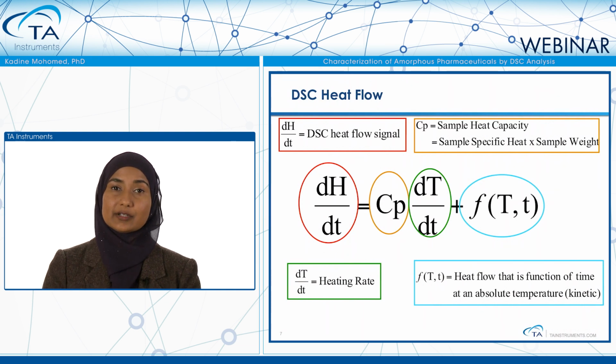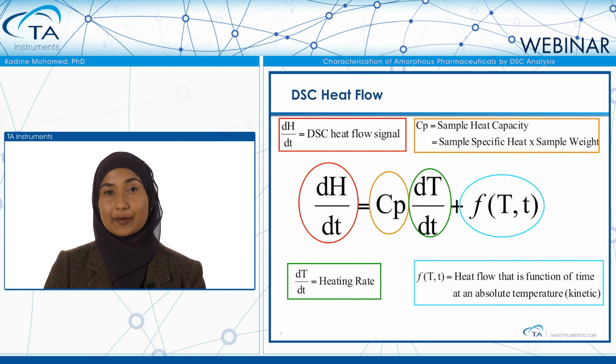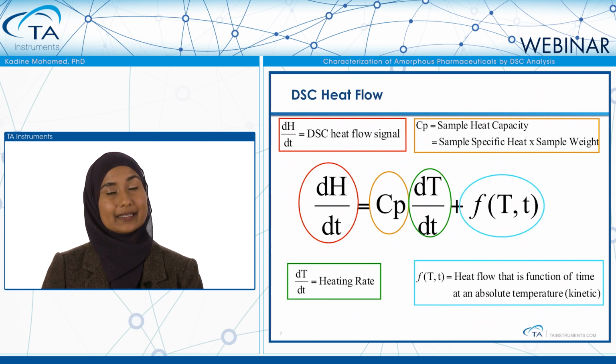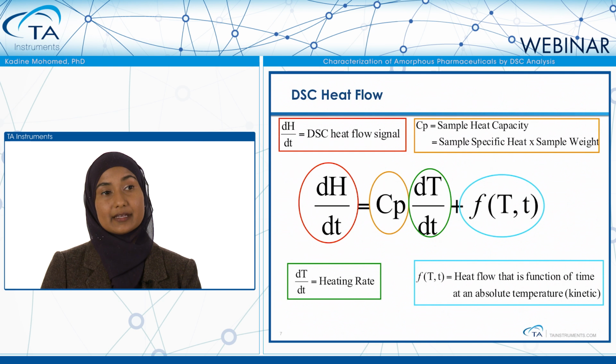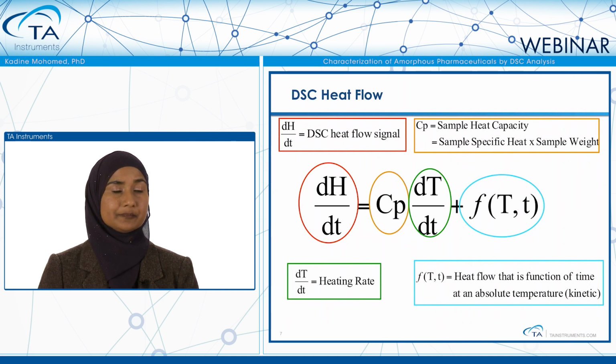So those were some examples of what transitions might look like. But here let's focus on the DSC heat flow equation. If you understand this equation, it can help you with optimization of your experimental conditions. On the left side of the equation, you have the DSC heat flow rate, and that is equal to the sum of two components. The first component is the specific heat capacity change in the material, and the next component would be kinetic events that occur at an absolute temperature and time.